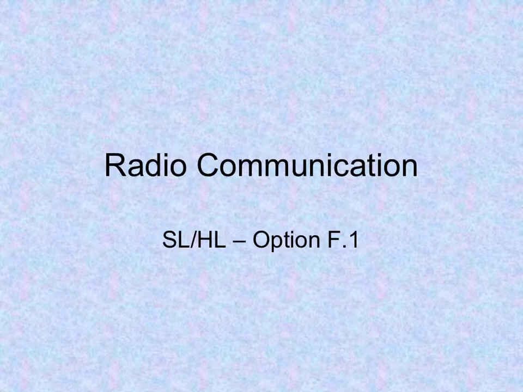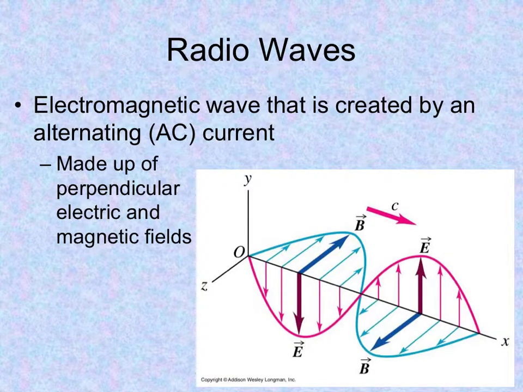In this episode, we're going to talk about radio communication, which is option F1. When we're talking about radio communication, we talk about any type of communication that uses electromagnetic radio waves to transfer information. And so we're talking about TVs, mobile phones, wireless internet, satellite radio, all of these, anything basically that communicates wirelessly. And that communication is done with electromagnetic waves.